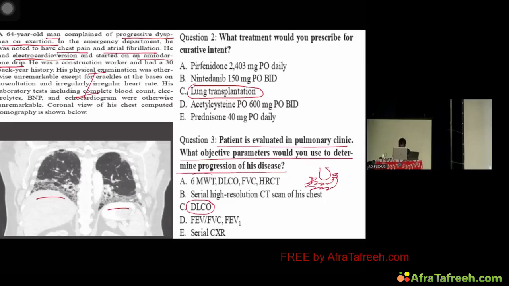Decreases. 6-minute walk test is again subjective. It varies from patient to patient. If a patient is obese, he will not be able to walk 6 minutes normally.